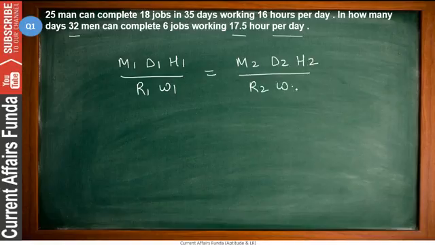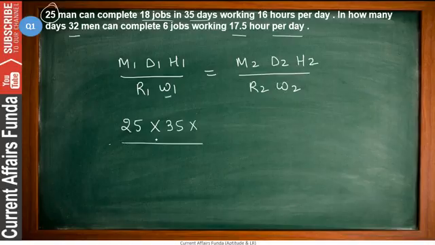So 25 men, that means the value of men is 25, into 35 days, that means he is taking 35 days. And 18 jobs, so the work equals jobs, and it will be in the division section. Then 16 hours per day, that means the hours value will be 16, and it will be equal to the second part.